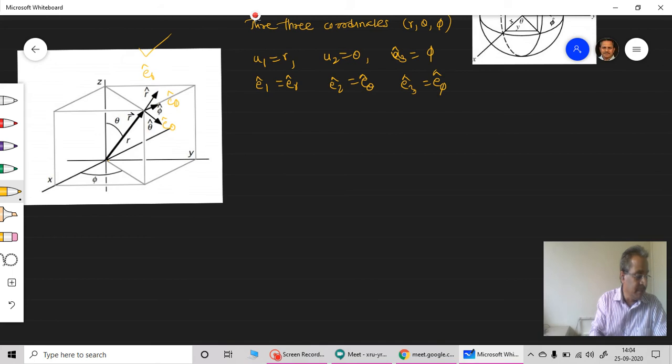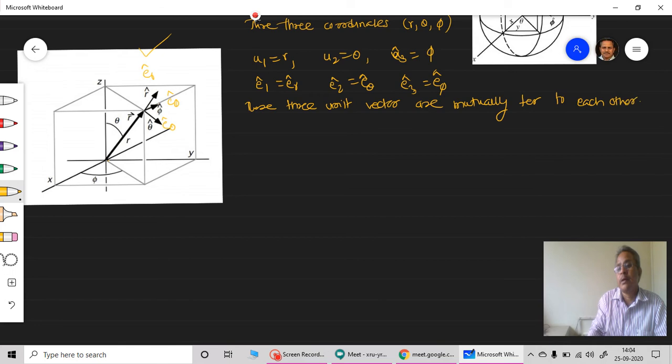You can write here that these three unit vectors are mutually perpendicular to each other. So this er cap, e theta cap, e phi cap. We now have to get h1, h2, h3 in this case. Also we have to get e1 cap, e2 cap, that is er cap, e theta cap, e phi cap, and we can show whether these are actually mutually perpendicular or not. That can be done later on as a numerical example.